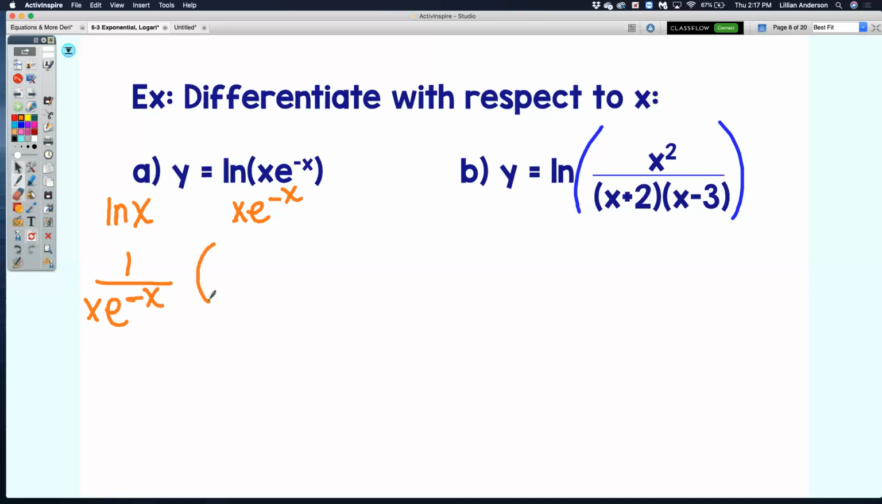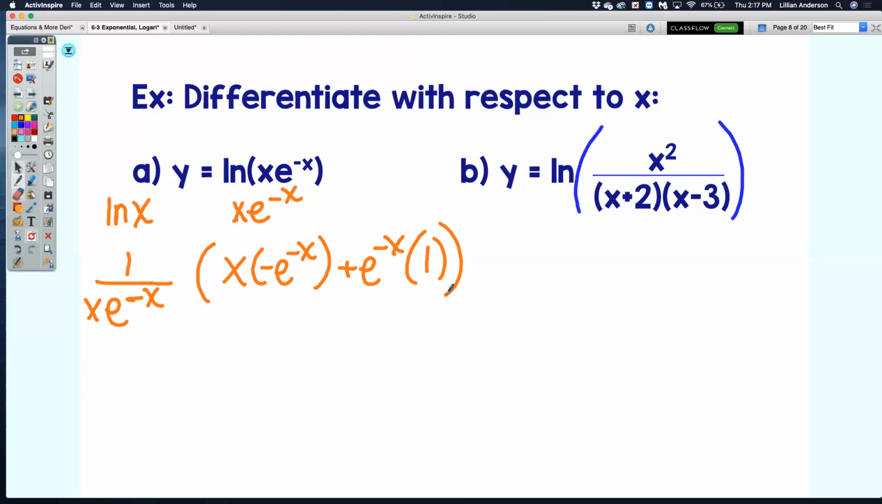Then I have to multiply this by the derivative of the inside, where I have to use product rule. So the derivative of the inside involves product rule. x times the derivative of the second, e to the negative x times 1. Plus the second times the derivative of the first. Very good.